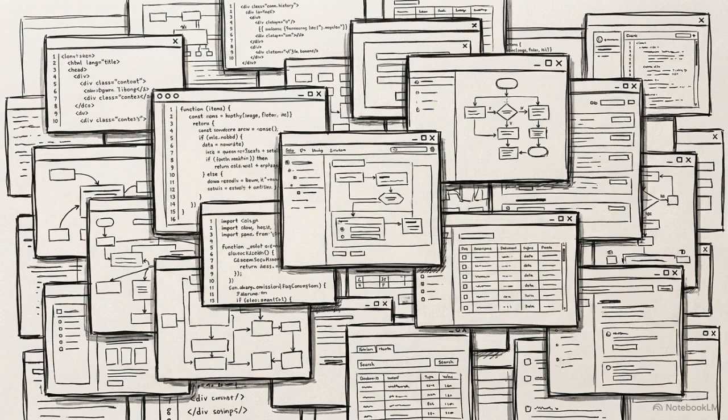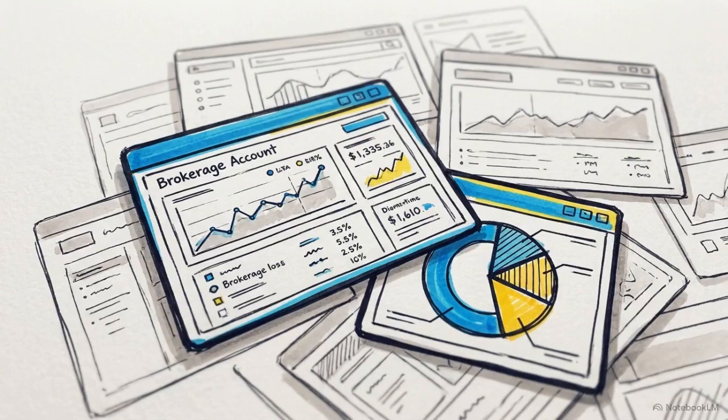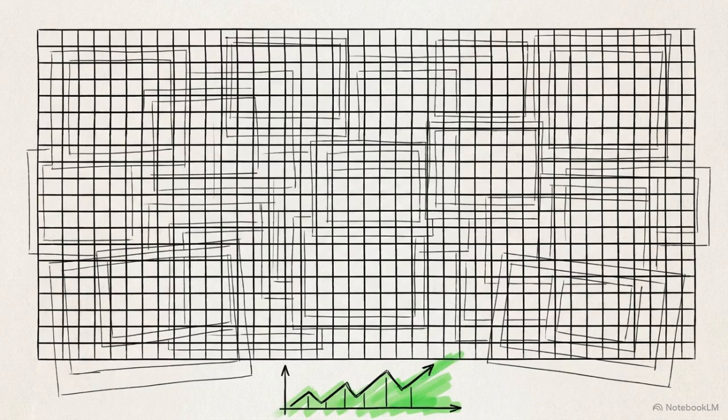Take a look at this digital mess. If you manage your own money, your screen probably looks exactly like this. You have your main brokerage at Schwab, a dividend portfolio over at M1 Finance, some play money in Robinhood, and a spreadsheet trying to hold it all together.